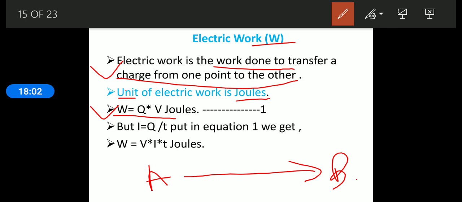That is the unit of work. The electrical work is in joules. Equation number 1. But the current is defined as the flow of electrons, flow of charge per unit time. That is I equal to Q by T. Put in equation number 1, we get W equal to V into I into T, and the unit of work is joules.